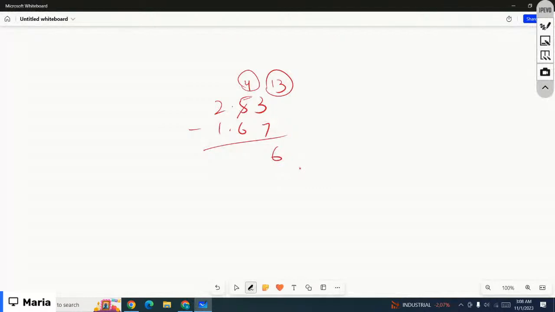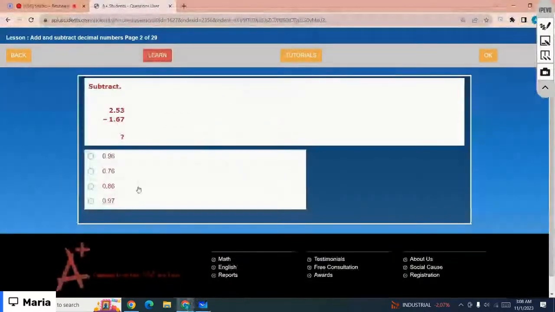Now you have 4. Again, you cannot subtract 4 out of 6, so you need to borrow 1. Here you are left with 1, and that makes 14 here. So 14 take away 6 is 8, and 1 take away 1 is 0. So 2.53 minus 1.67 is 0.86. The correct option is 0.86. Got it?